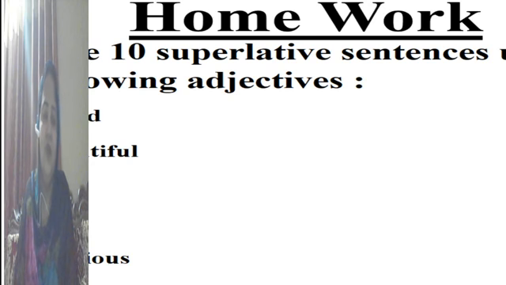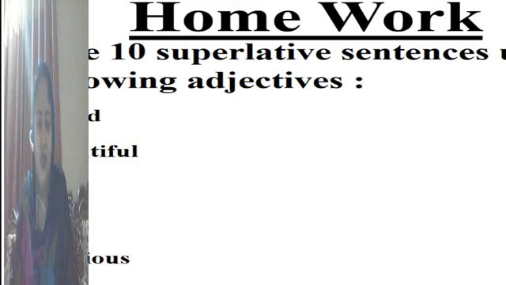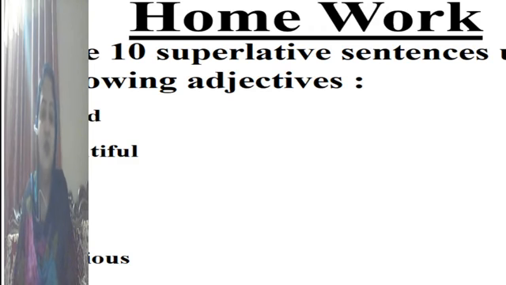I'll help you with an example in number 1. This is good. So you can say, this is a good pen. This is a good book. Then you can change it. This is better than these books. Or you can say, this is the best book. So good, better, best. In superlative form, it is best. In this way, beautiful, wise, cool, precious. Just think and then do it in your exercise book.